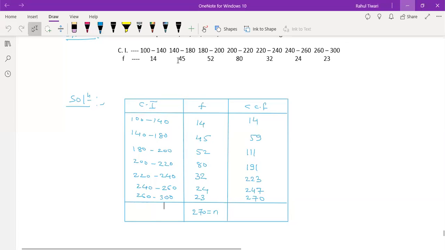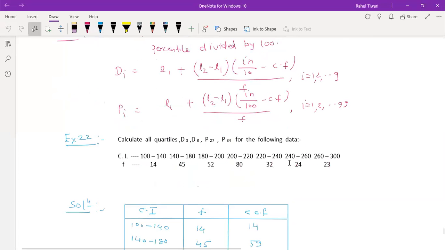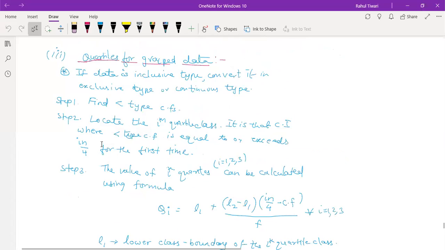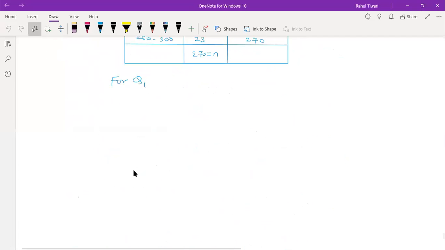Now we do the calculation for quartiles. They are saying find all quartiles. Okay, so right now we will find only one or two quartiles and leave the rest. So let's find out, for example, Q1. For Q1, what do you have to find out? Remember what the formula says? For Q1 you need to obtain the less than type CF and you have to find iN by 4. If i is 1, we need to find N by 4. You know what your N is, correct?